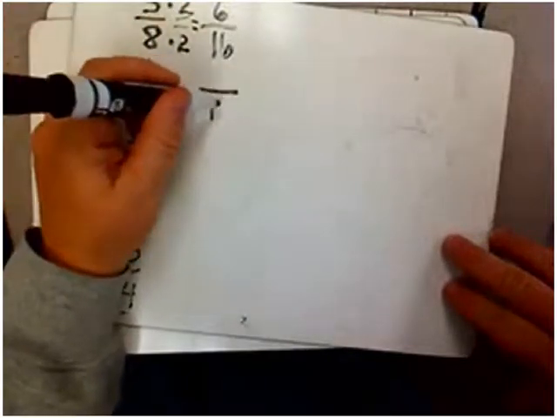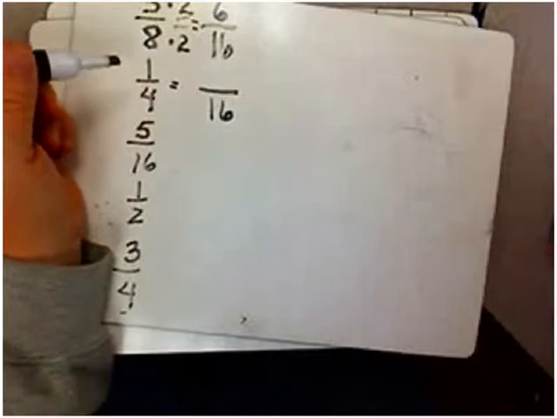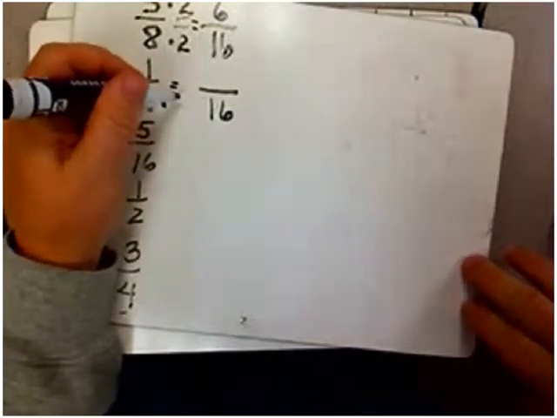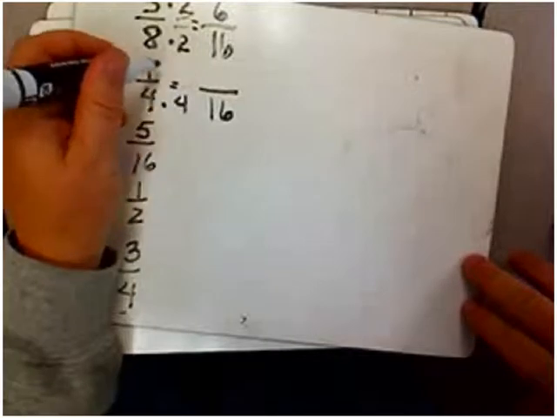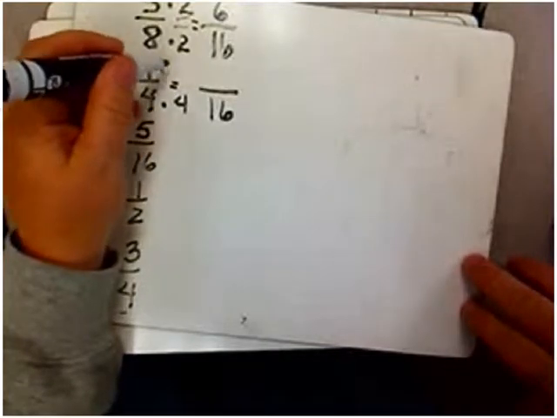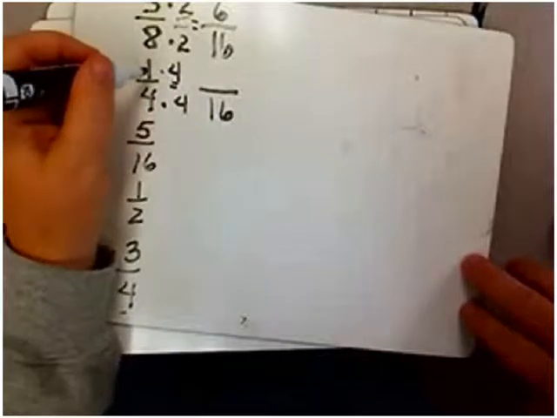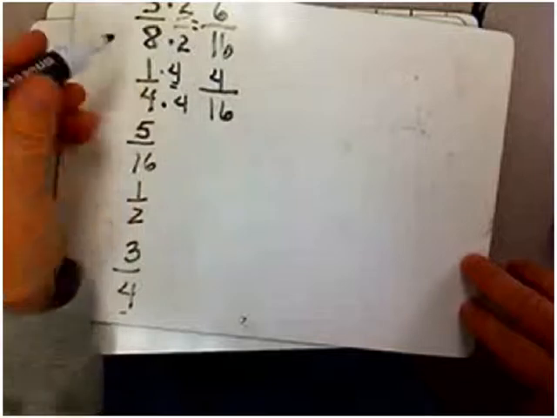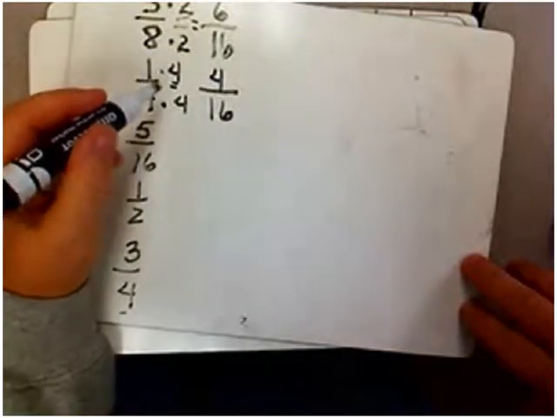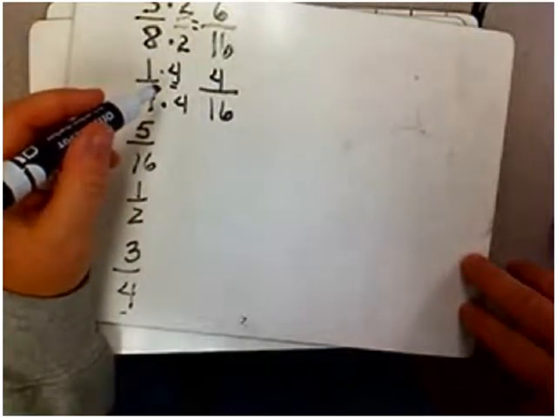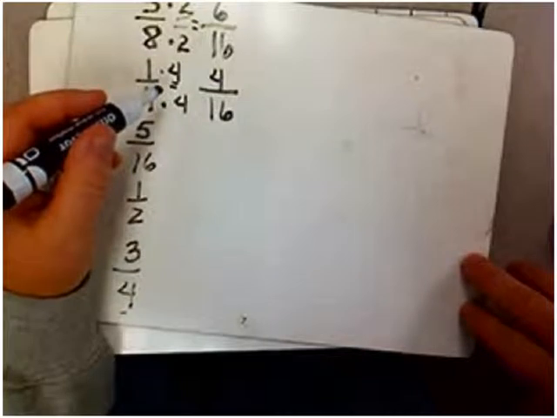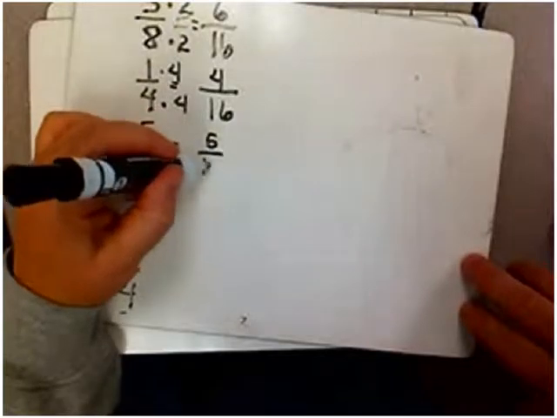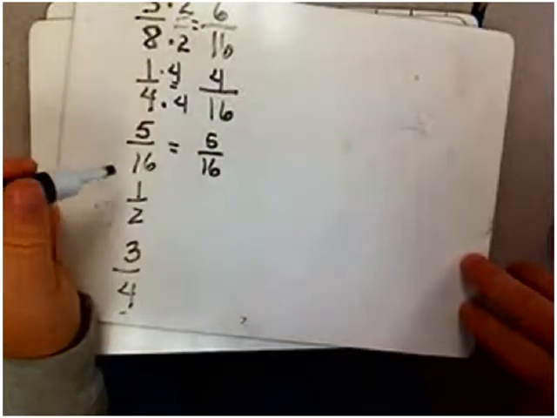All right. 1/4. We have to build that up to 16ths. What times 4 is 16? 4 times 4 is 16. So you've got to do the numerator, 1 times 4. So we end up with 4/16. 1/4 is the same as 4/16, because 4 is 1/4 of 16, right? Now 5/16 stays the same. It already has a 16 as a denominator, doesn't it?